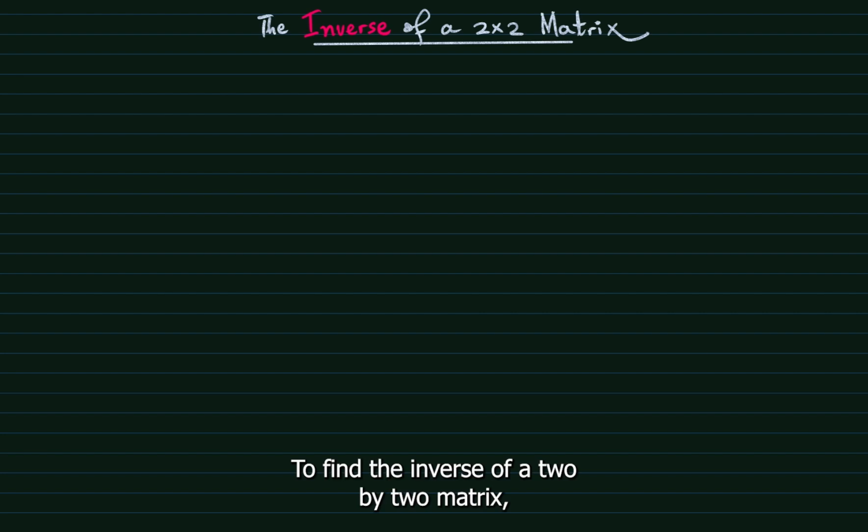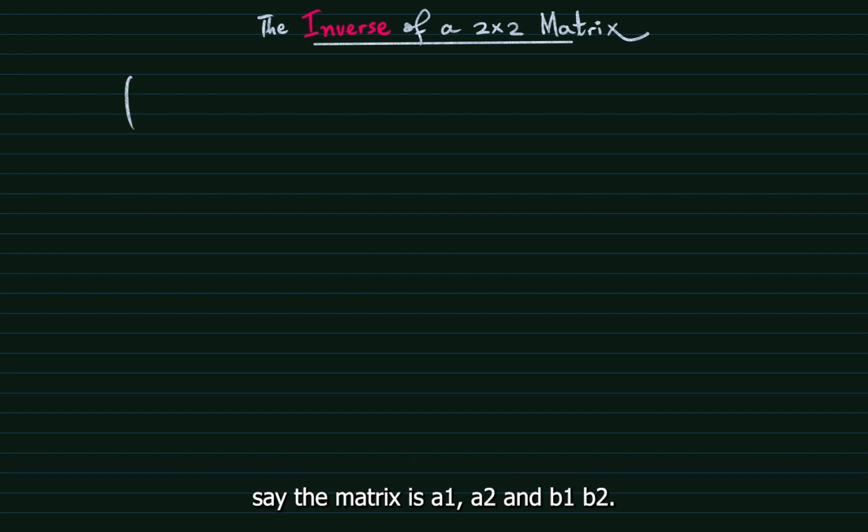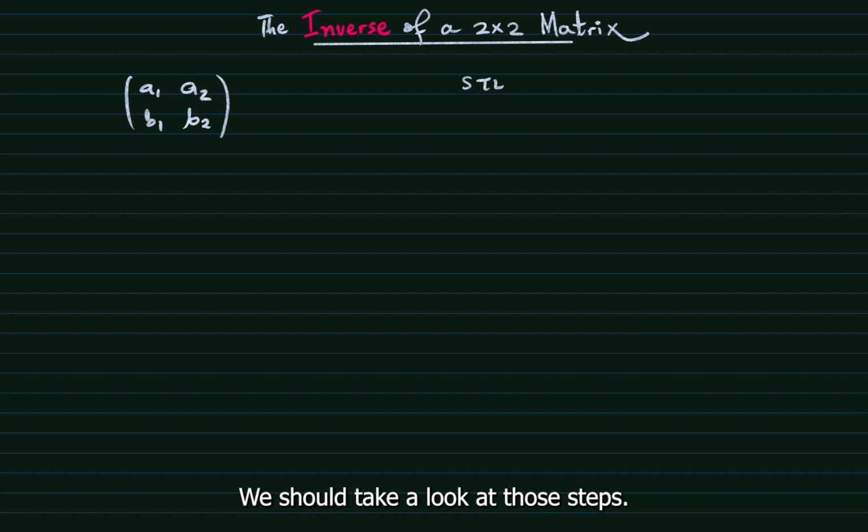To find the inverse of a 2 by 2 matrix, say the matrix is A1, A2, and B1, B2, there are a number of steps to follow. We should take a look at those steps. The first step is to find the determinant of the matrix.